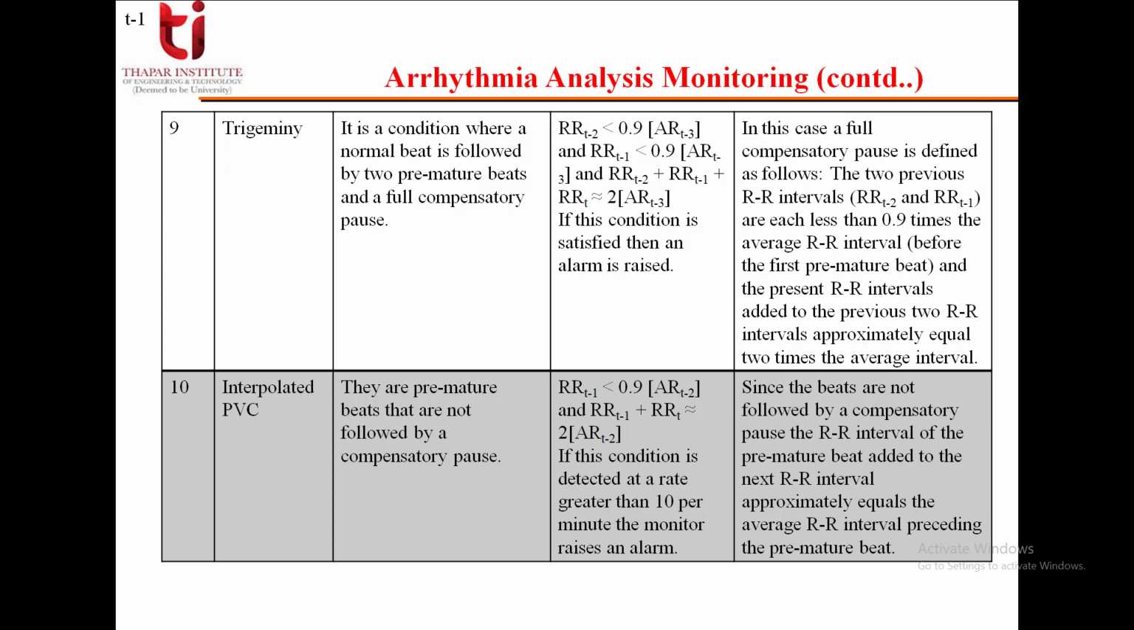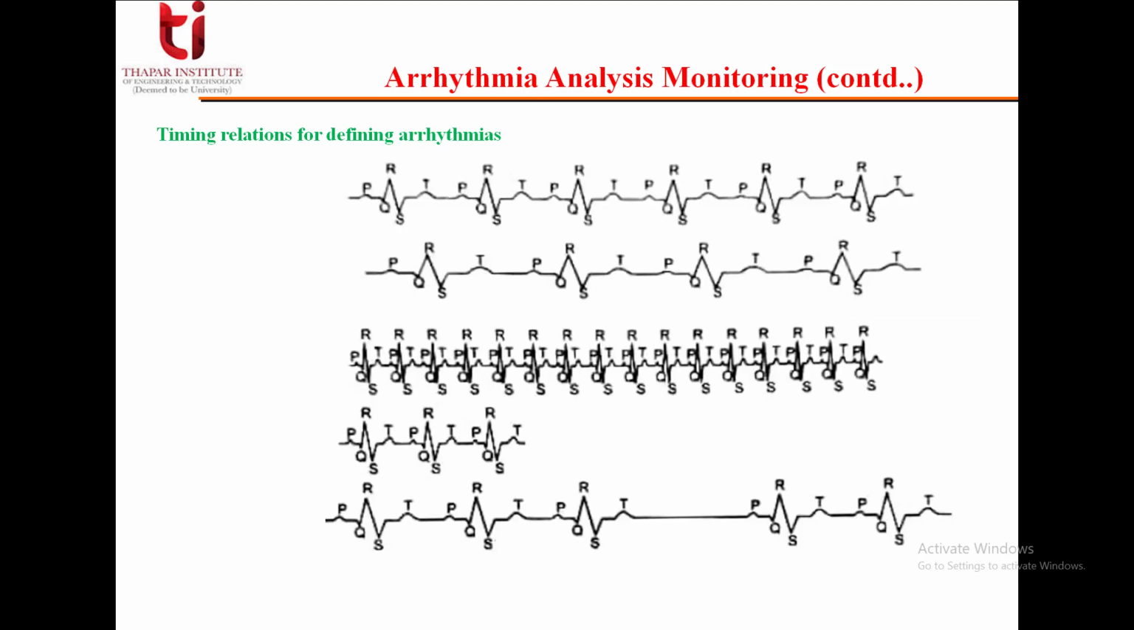So these were the different cases of arrhythmia, and now we'll see different timing relations for these arrhythmias. Considering this as a normal sinus rhythm, you can see we have P, Q, R, S, T, then again P, Q, R, S, T. So these are the series of waveforms.